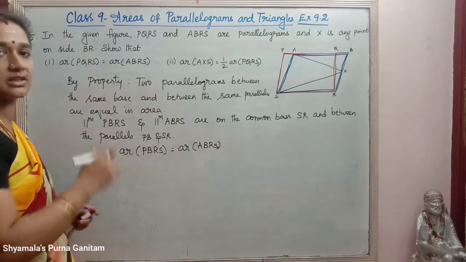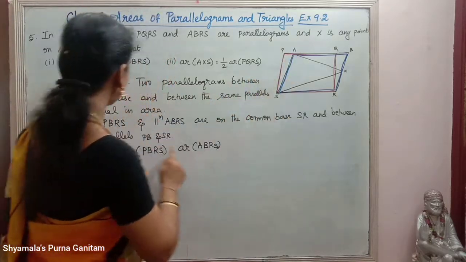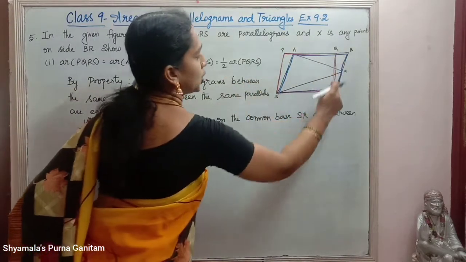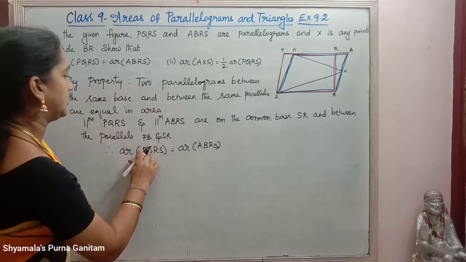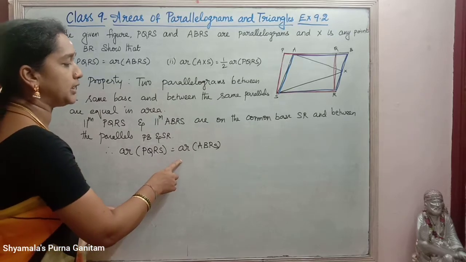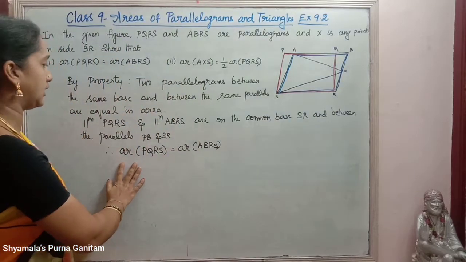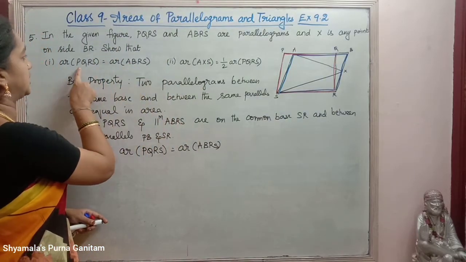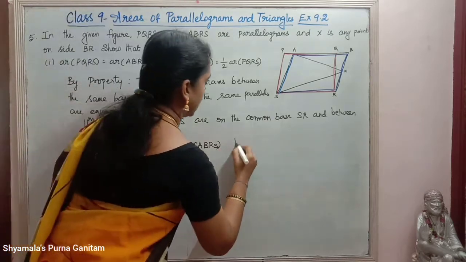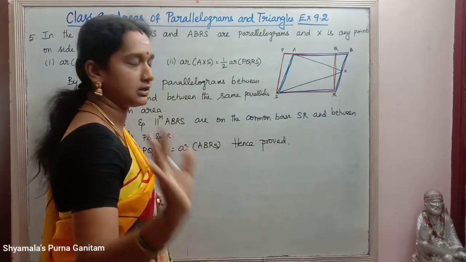So this is the first thing we are asked to prove. So here, not PBRS, PQRS. So here also PQRS. Area of PQRS is equal to area of ABRS. This is the thing we are asked to prove. That is the first thing, PQRS and ABRS. So the first thing is proved. Hence proved.